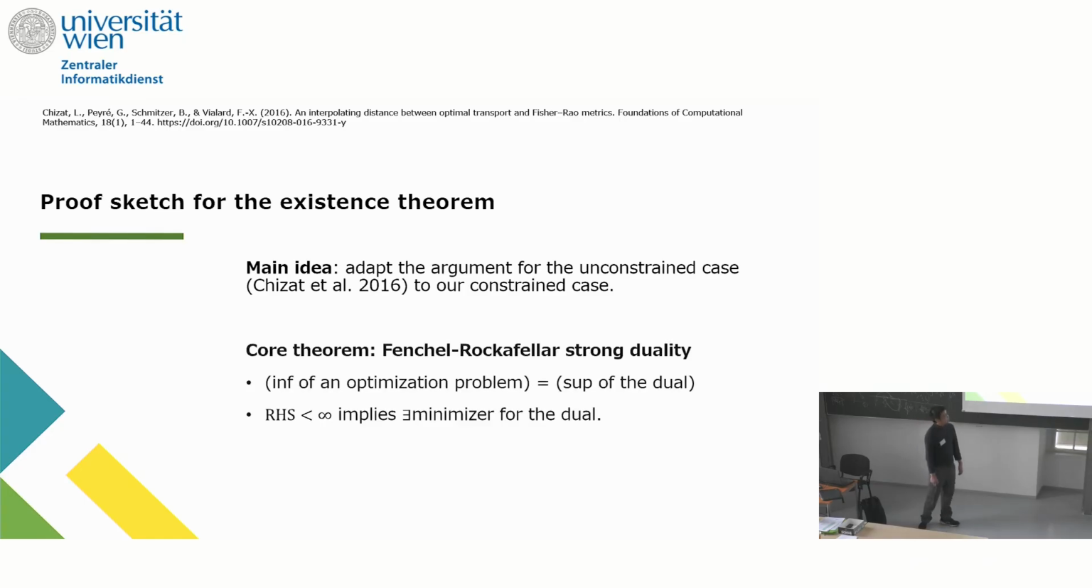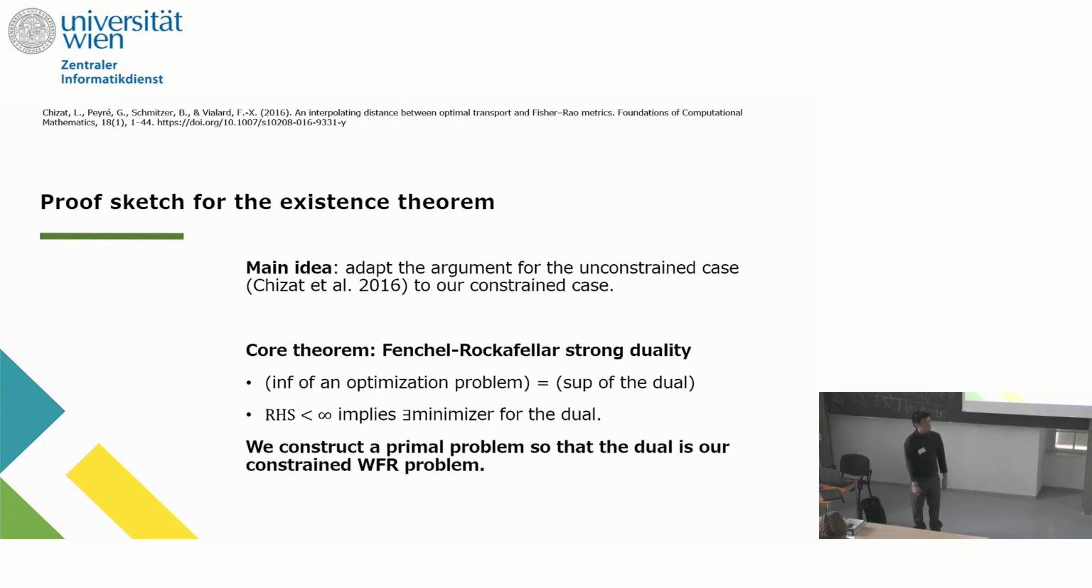The core theorem in this argument is what's called the Fenchel-Rockafellar strong duality. It basically says that the infimum of the optimization problem, or primal problem, is equal to the supremum of the dual. So it's a strong duality, but there is more to it. If the supremum of the dual is finite, then it implies the existence of a minimizer for the dual problem. Okay, so we will construct a primal problem so that the dual is our constrained Wasserstein-Fisher-Rao problem.